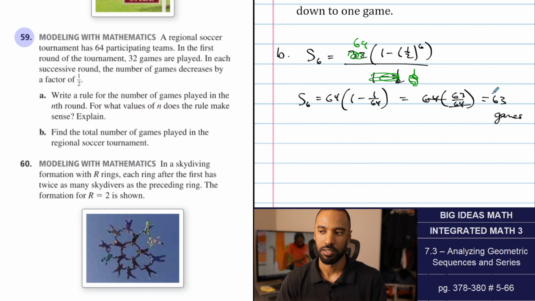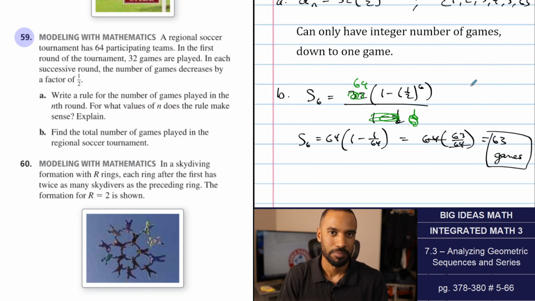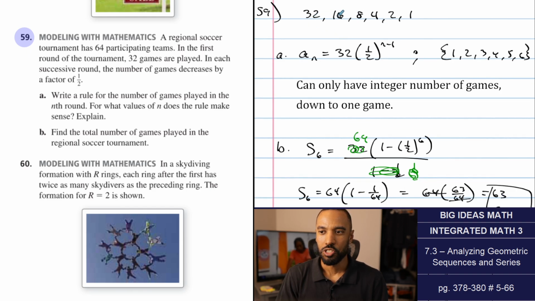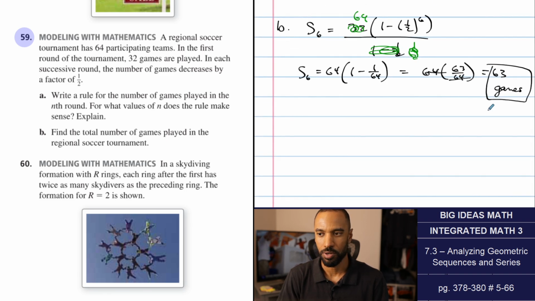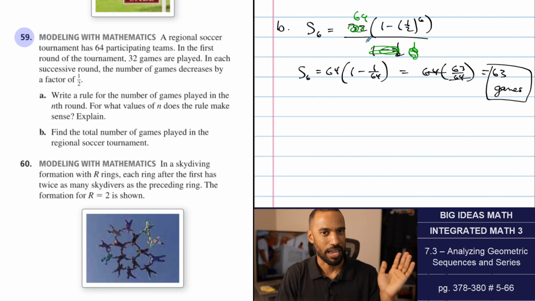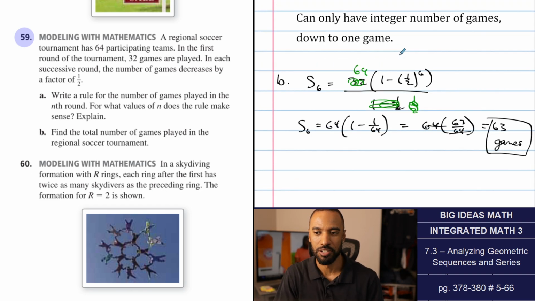63 games played. I'm going to double check that. 32 plus 16 is 48, plus 8 is 56, plus 4 is 60, plus 2 is 62, plus 1 is 63. Yes, 63 games. You don't need a calculator. Of course, you could have just added these together to start with.